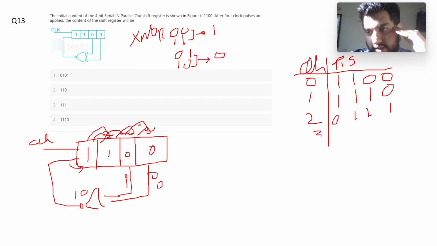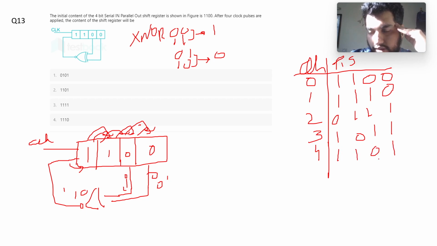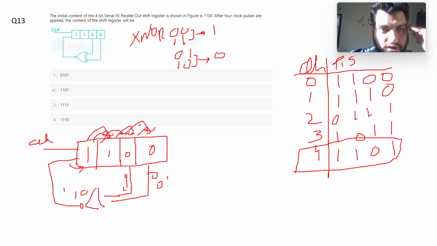After the third cycle, what we have is 1 and 1, so again XNOR will be 1. So it will be 1 0 1 1. And at the fourth clock cycle, it is again 1 1, so it will be 1 1 0 1. So after 4 clock cycles, the state of my register is 1 1 0 1. So option 2 is the right answer.